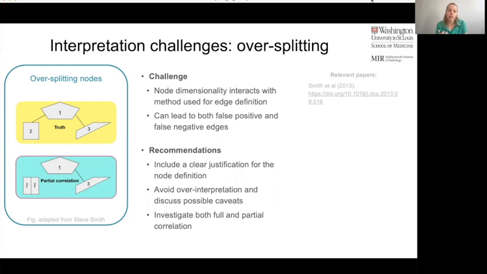This is challenging to get exactly right, and therefore one of my recommendations is to, again, include a clear justification of your node definition that matches and is a good fit to your research question, and also avoid over-interpretation of the results and discuss potential caveats. It can also be useful to investigate both full and partial correlation so that you can get a better sense of what information is shared between them and what information is different between those.